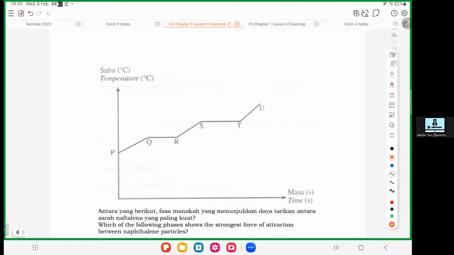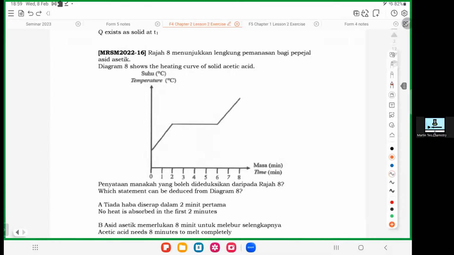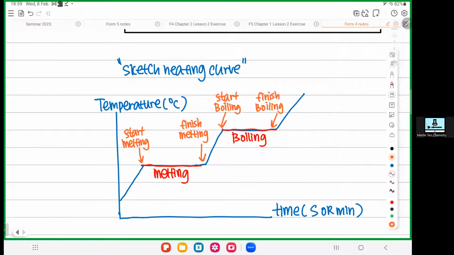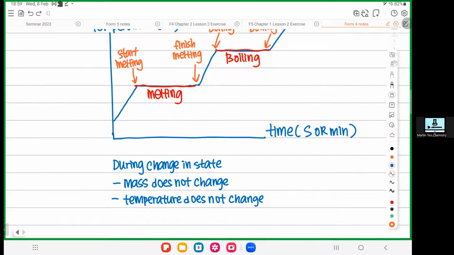Where does the melting start? Here. Where does the melting end? Here. Where does the boiling start? Here. Where does the boiling end? Here. So you need to know all these things. It's not hard, but it is very, very important. That's why I go very slow, to make sure that you can get the idea. It's okay to go slow. With that being said, we're done with this sketching of the heating curve or cooling curve.